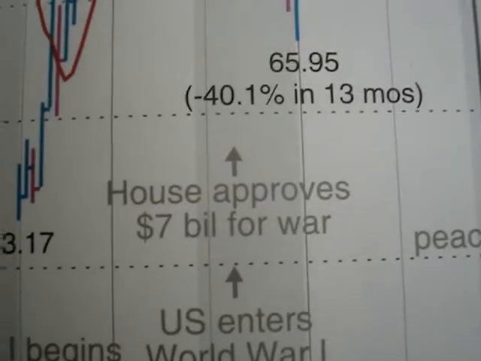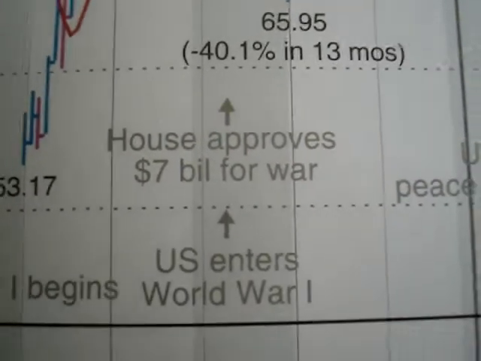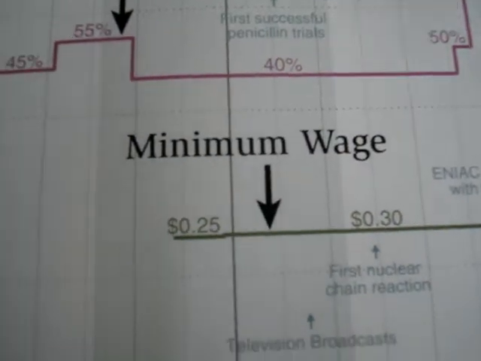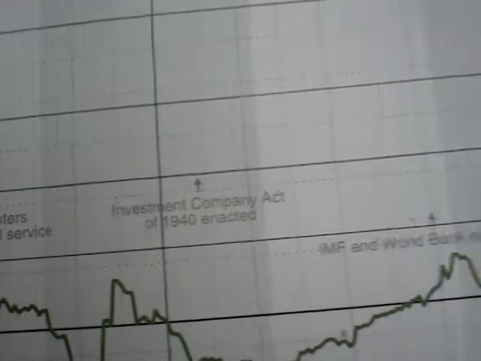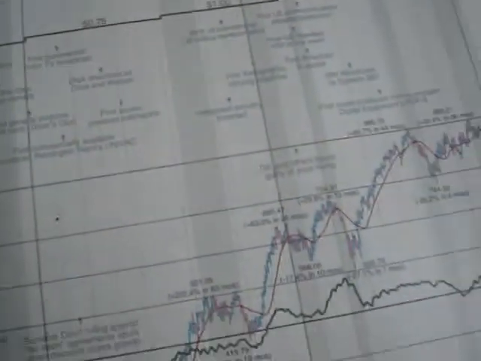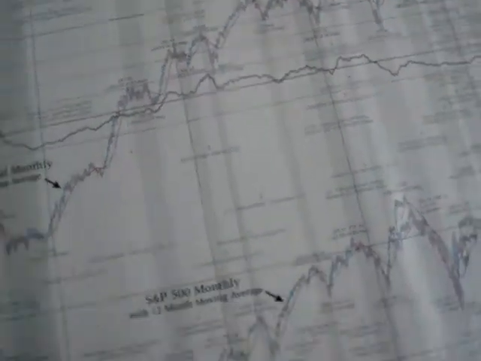See things like Titanic sinks, House approves $7 billion for war, U.S. enters World War I. And you can see how all these things happening. See the introduction of the minimum wage back in 1938. And it just kind of puts it all together just on this one chart. It's, like I said, it's really interesting.